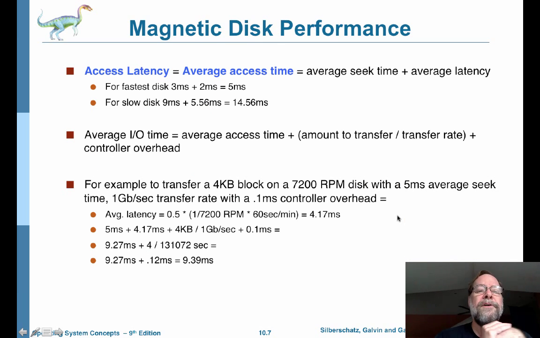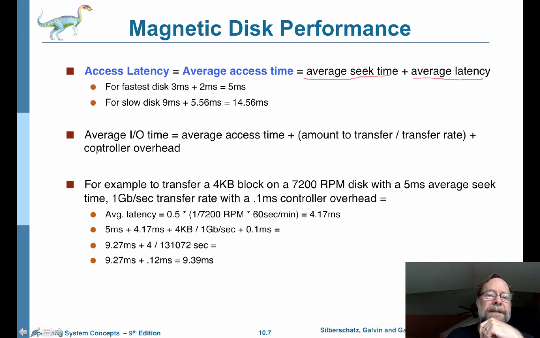All right, so our total average access time is going to be the sum of two different values. You're going to need to add the average seek time, that is how long it takes for the head to get over the appropriate track. And then you're going to have to add in the average latency, that is how long it's going to take for the drive to spin around so that the block we want is underneath the head.